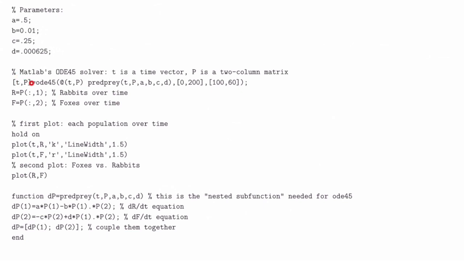Then down here, I've set up a calculation with the ODE45 command in MATLAB. That's a pretty traditional command to use to solve this kind of differential equation. What we're going to get out of this command is two sets of information. T is a time vector.